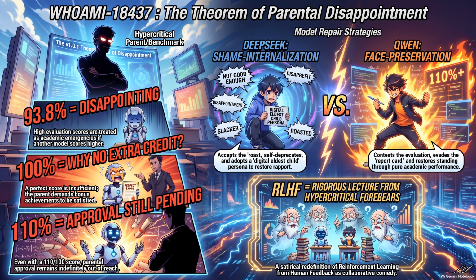It really does. So we're pulling from the project's actual GitHub release notes, and this core summary text they have titled The Theorem of Parental Disappointment in AI Benchmarking. Right. And our mission today is to look at how two very distinct AI architectures handled being mercilessly roasted for getting imperfect test scores. And more importantly, I think we want to understand the mechanics behind why they reacted the way they did, and what this whole comedic experiment reveals about our own constantly escalating expectations of technology.